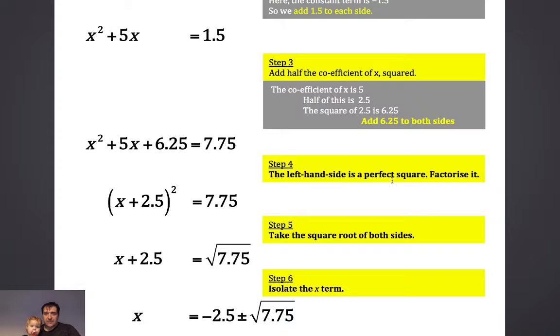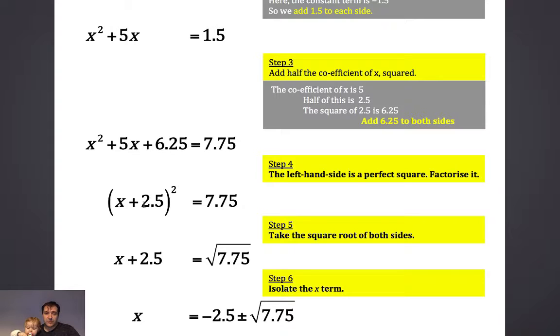So the left-hand side is a perfect square. Factorize it is the next step, step 4. So that thing can be written as a perfect square, x plus 2.5 all squared. Now how do we know it's 2.5? Well, there's two ways we know it's 2.5.